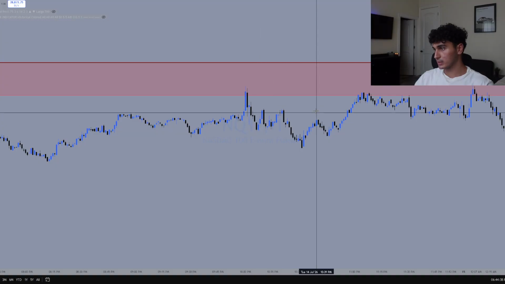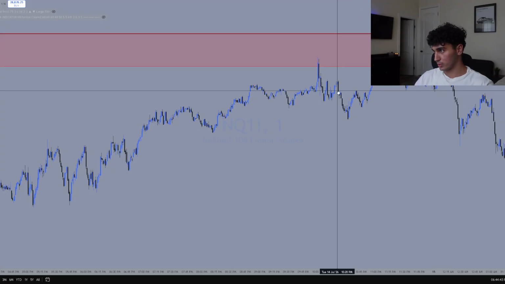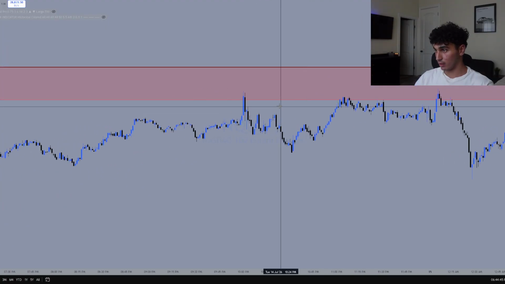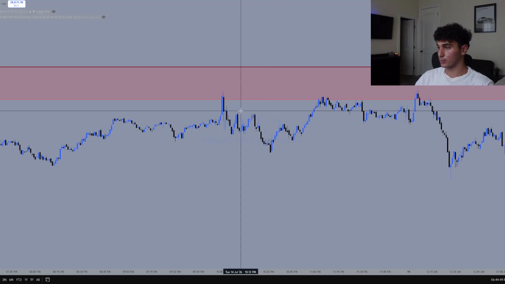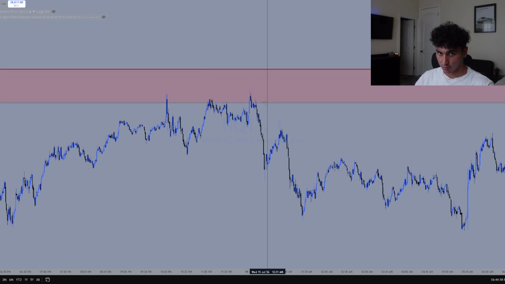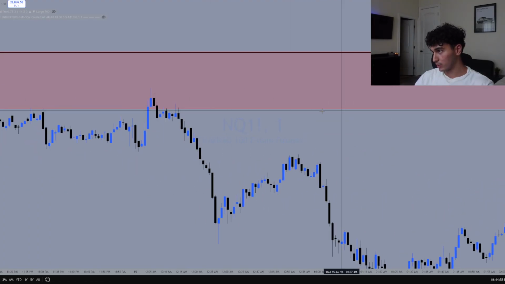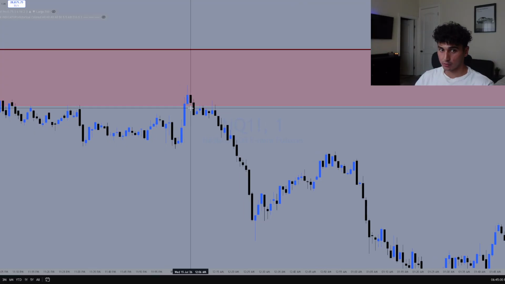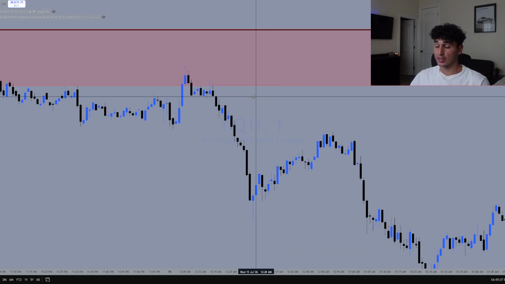Obviously on this one, I probably wouldn't have entered just because I'd want to see more selling confirmation. We just had a quick candle down, so I probably would have missed the fill on this. But right here on this rejection point, you can see we tap into this supply. We get multiple bearish candles, multiple signs of selling, which ultimately gives us that confirmation that sellers are actually stepping in within our selling level.